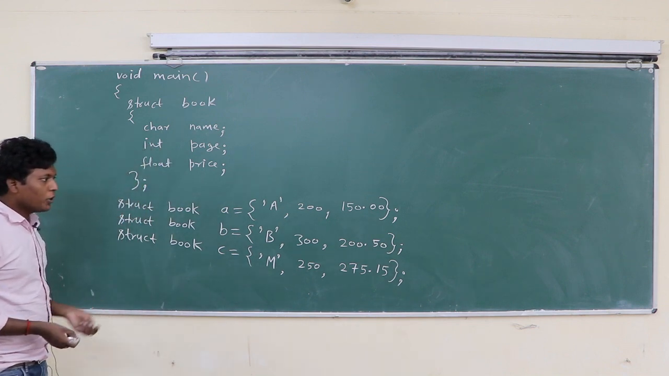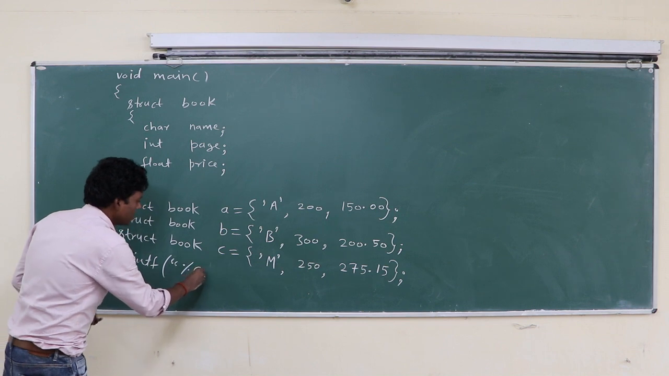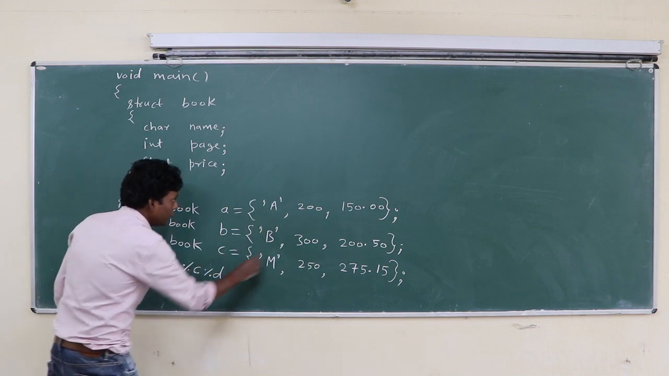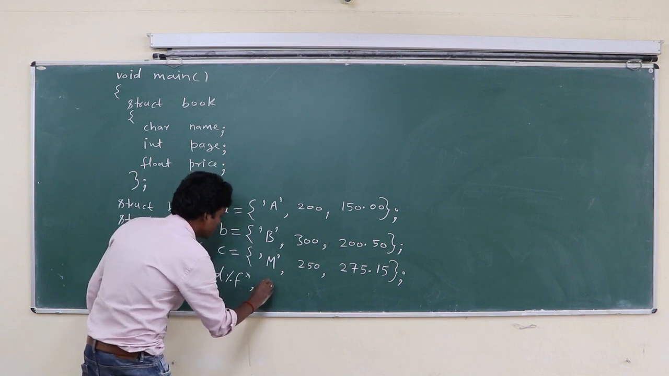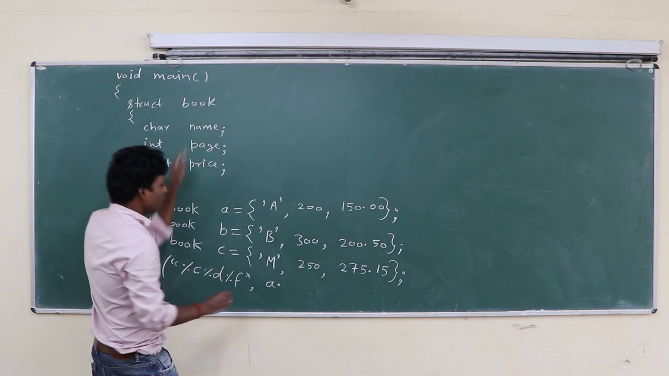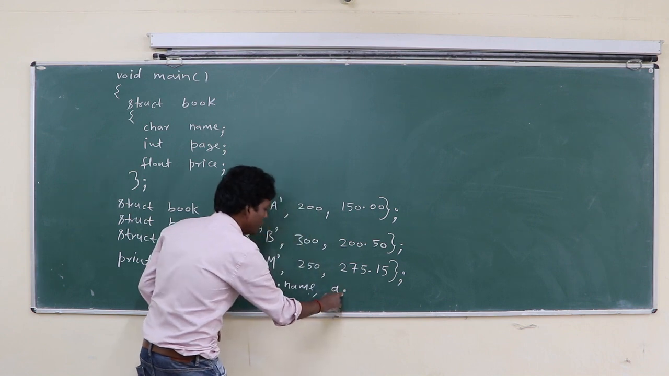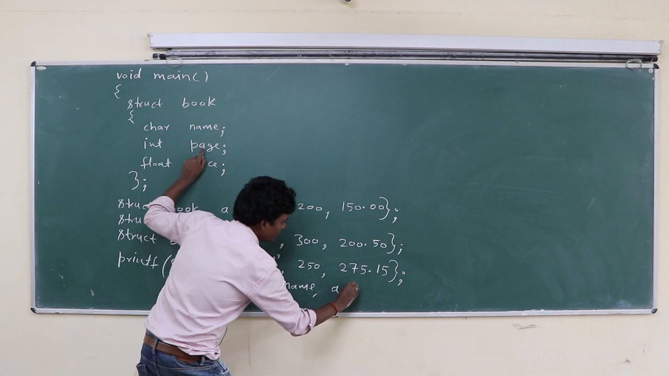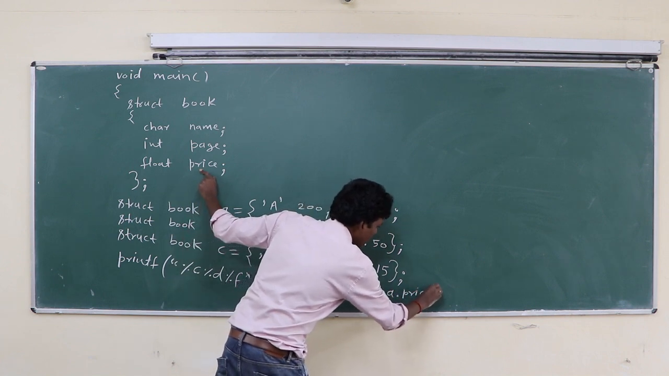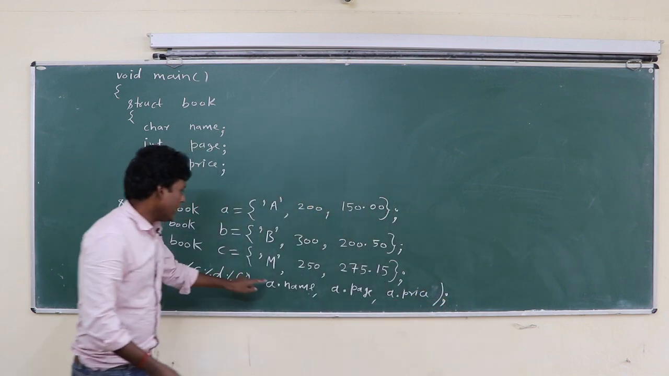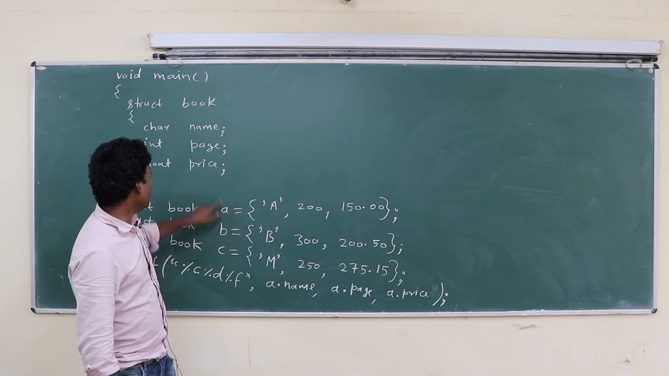Okay class, now we are going to print these. Printf, %c for A, %d for 200, %f for 150, and here write class, a is a variable, a dot name, comma, a is a variable, a dot, you have to apply the dot operator, a dot page, comma, a dot price. So here apply a dot name, a dot page, a dot price. Class, a is a variable, this one, a dot name, a dot page, a dot price.